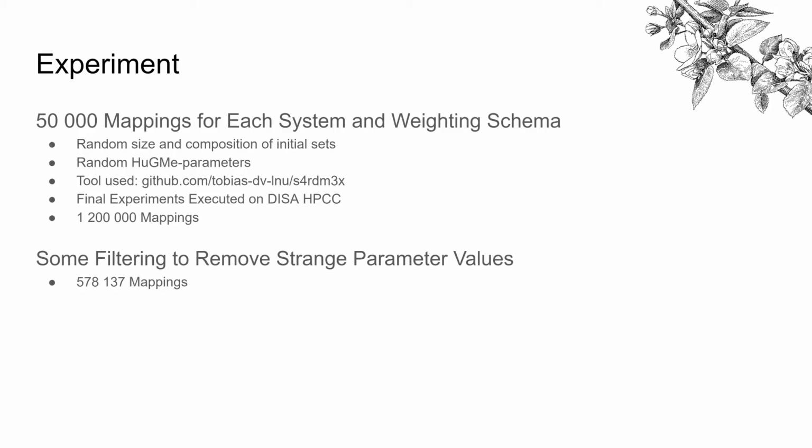All in all, we do 1.2 million mappings. Then we use some filtering to remove strange parameter values for the control of the order of clustering and the allowed module dependencies. This is to mimic an expert setting these parameters to some good values. And we have 578,137 mappings left in our dataset.